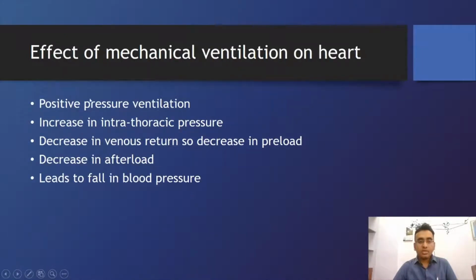So what happens in mechanical ventilation? We showed that this is positive pressure ventilation. There is an increase in intrathoracic pressure. There is a decrease in venous return, so there is a decrease in the preload. You all know what preload and afterload are. There is a decrease in afterload, which I'll explain. So eventually you get a fall in the blood pressure.